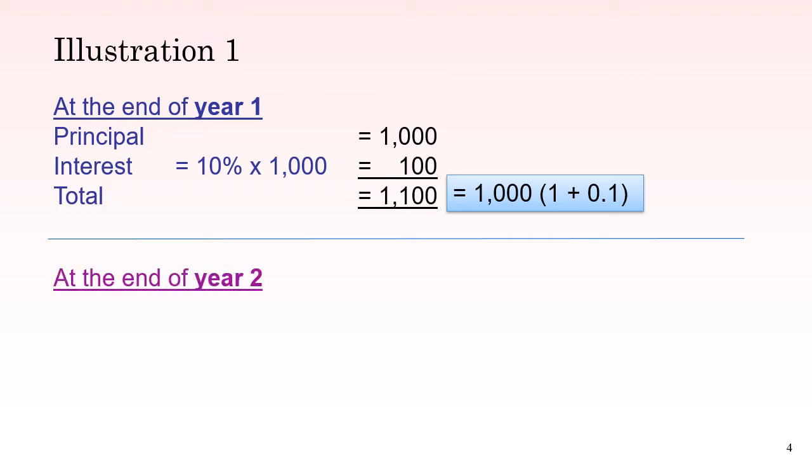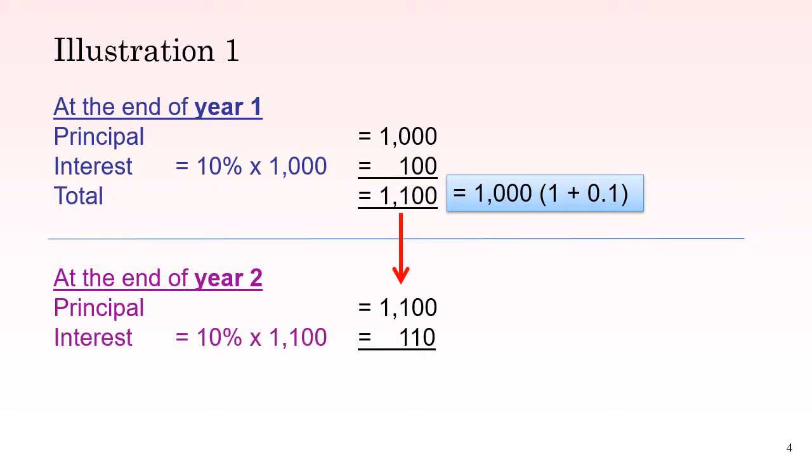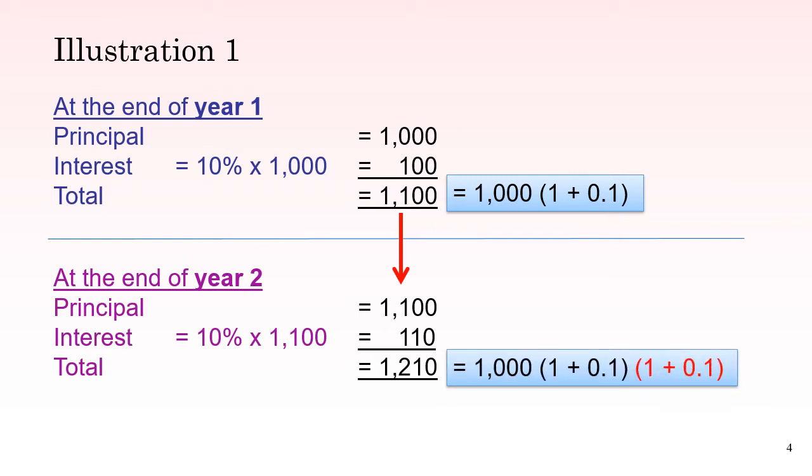At the end of year 2, the principal is 1.1k. This is brought forward from the end of year 1. Interest is 10% times the new principal value of 1.1k. So the interest earned at the end of year 2 will be 110. So the total added up together is 1210. It can be written in this format: 1,000 times bracket 1 plus 0.1 times bracket, same thing, 1 plus 0.1.